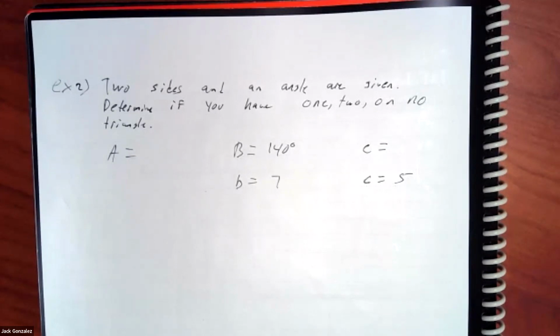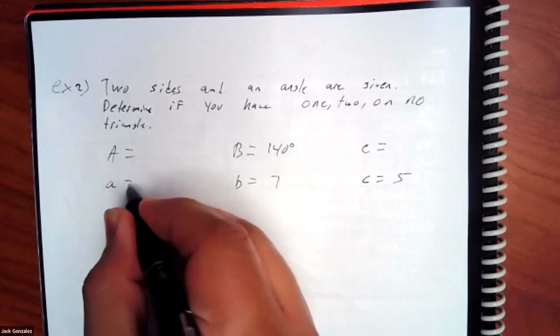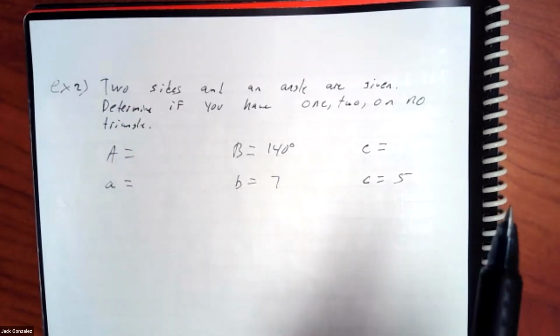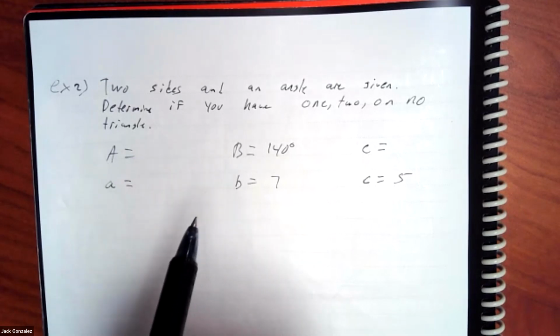I'm trying to remember what was given, what wasn't. I think that's all they gave us. So I need to find, well, they didn't tell us to solve. All they told us was determine if you have two, one, or no triangles. So let me show you how to do that.